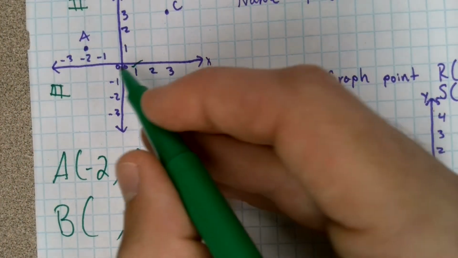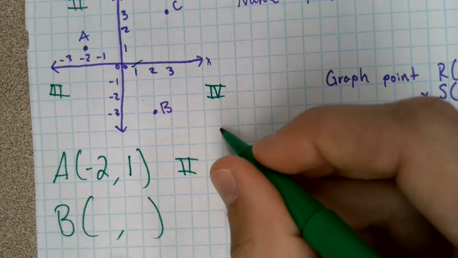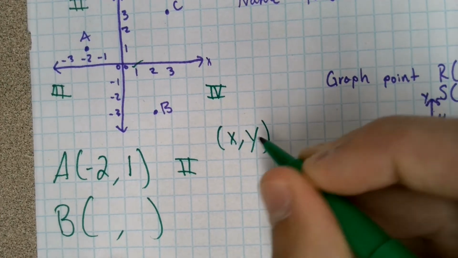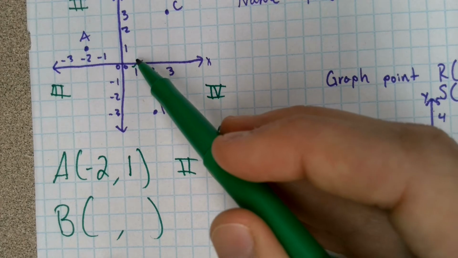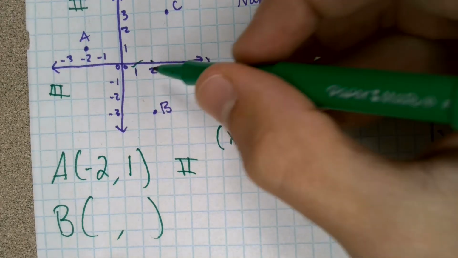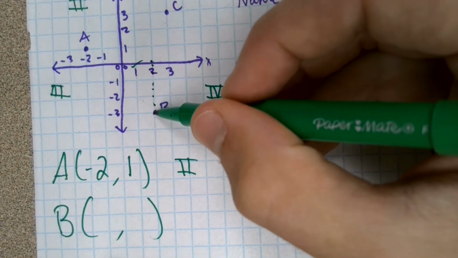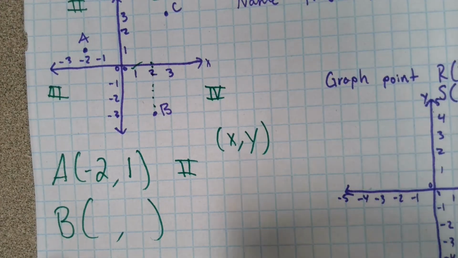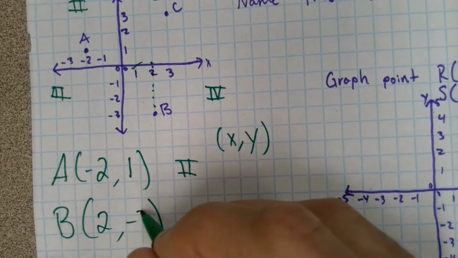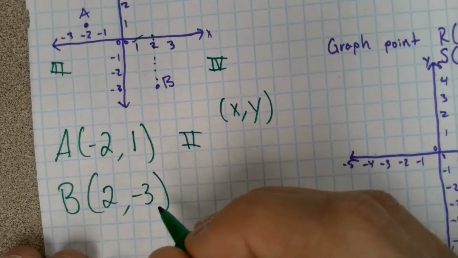So I see on the X is where we always start. X, Y, always start with X. We went over 1, 2, and went down -3. So my X, it went over 2, down -3, positive, negative, just like I said.